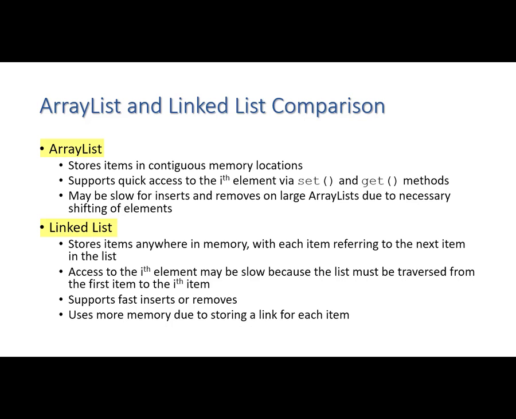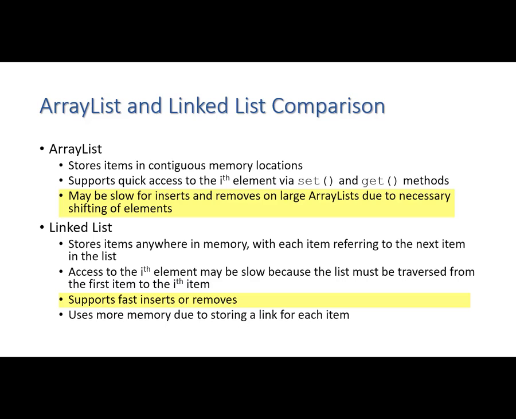Array lists and linked lists both have their pros and cons. An array list stores memory in contiguous memory locations, and linked lists can store items anywhere in memory. Because an array list is stored contiguously, access to the ith element is quick because an offset can be used to access the ith element. To access an item in a linked list, the list must be traversed from the beginning until the ith element is reached. This can be time-consuming in a large linked list.